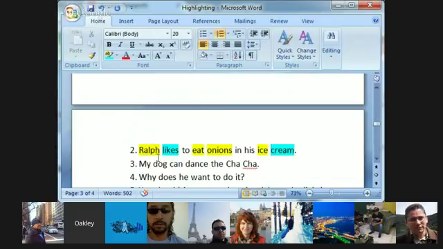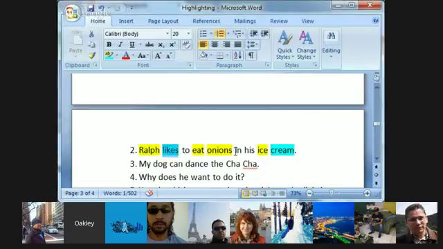We will alter our intonation to accommodate when we have function words in a row. We will modulate, if you know what that means. We'll go up and down. Ralph likes to eat onions. Now, eat onions in his ice cream. Okay, Carlos, back to you. I go slightly low.